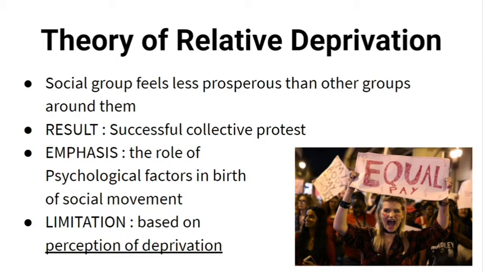Based on perception, this theory has a limitation. Its limitation is that it is a mere perception, and perceptions cannot always result in social movements, because there are some perceptions which don't lead to a social movement. So that is the limitation of this theory.